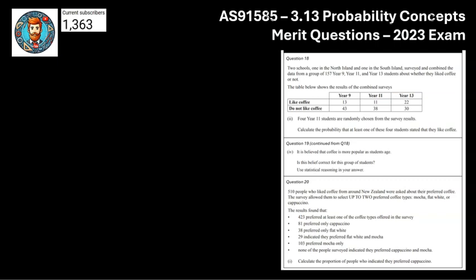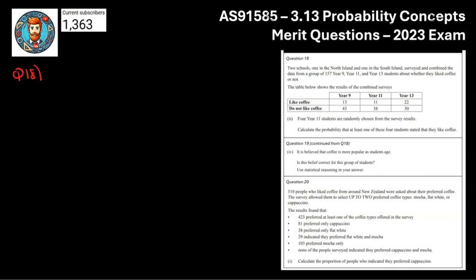So let's get straight into this exam. Question number 18 was the first one. And in this one, we've got two schools, one in the North Island, one in the South Island. They've surveyed year 9, 11, 12, and 13 students on whether or not they like coffee. We can see that in the table: the year level up here and whether or not they like coffee along the other axis.